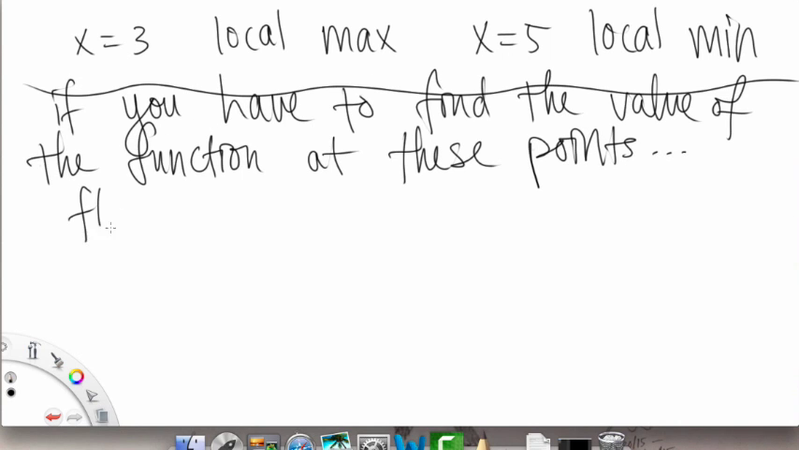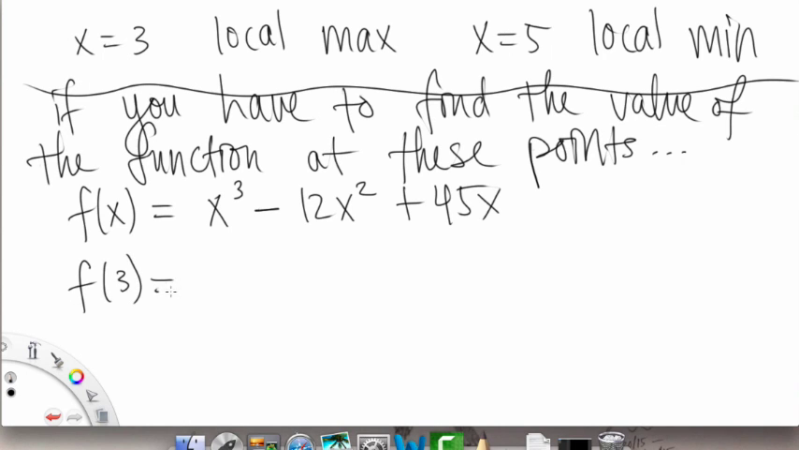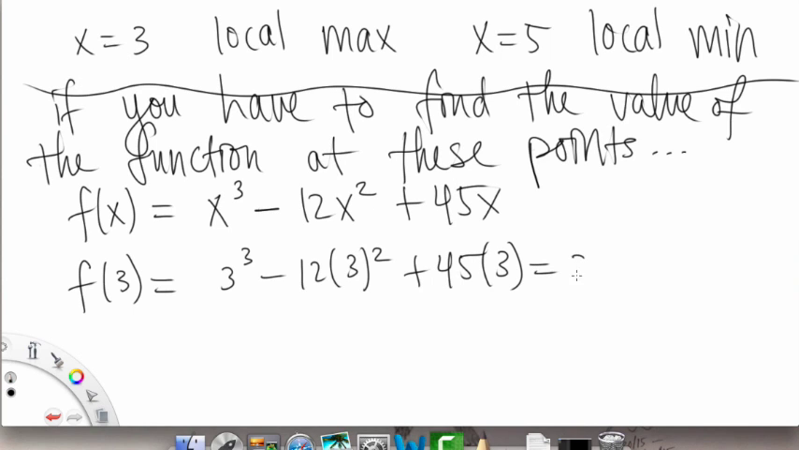What we do is just plug it into that original f of x. So f of x was equal to x cubed minus 12x squared plus 45x, okay? So if we have to plug those in, that's all we do, is really just plug them in. So f of 3 is equal to 3 to the third minus 12 times 3 squared plus 45 times 3. And that is going to be equal to 27 minus 108 plus 135. So this is equal to 54, okay?